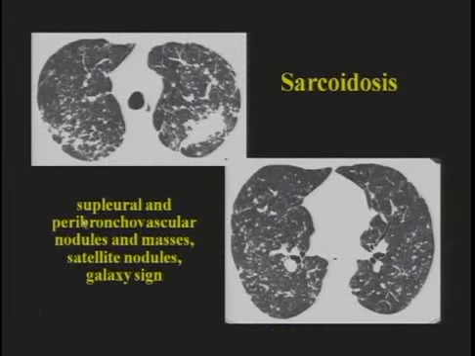A patient with sarcoid here, extensive subpleural and peri-bronchovascular nodules and masses, and these are conglomerates of sarcoid granulomas. This appearance with large masses and little nodules around the outside or satellites has been called the galaxy sign and is quite suggestive of this diagnosis.